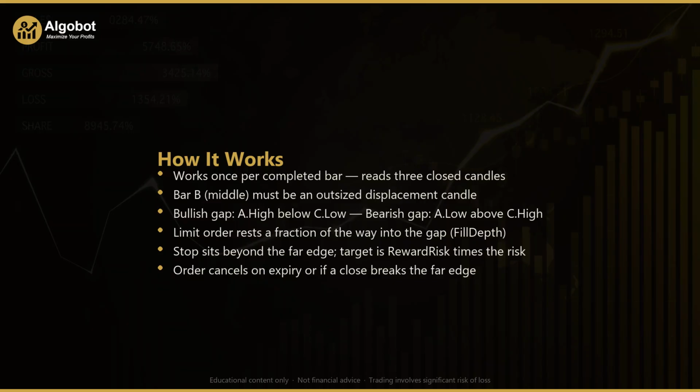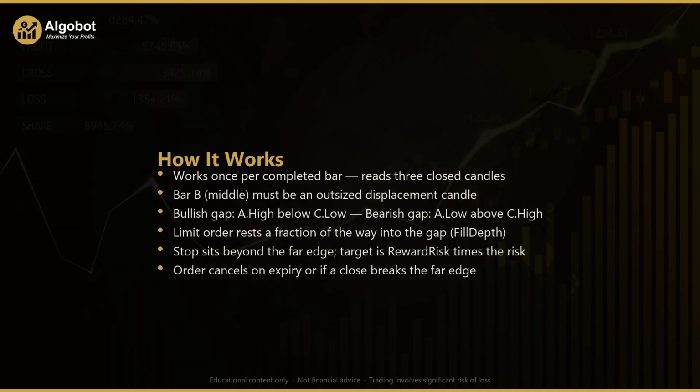Next, the strategy checks the geometry for a gap. For a bullish setup, the high of candle A must sit below the low of candle C, leaving an empty zone between them, and candle B must be a bullish, up-closing candle. For a bearish setup, it's the mirror image. The low of A sits above the high of C, and B closes down. The gap also has to be wide enough, at least a quarter of the average range, so we ignore trivial gaps.